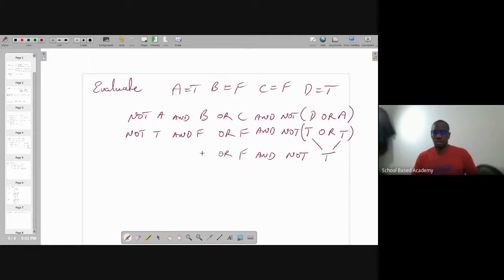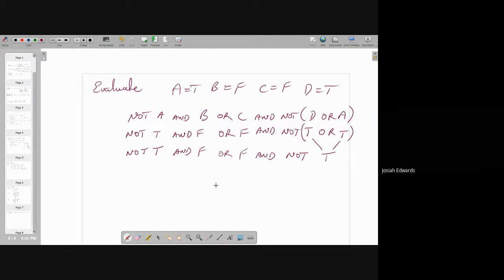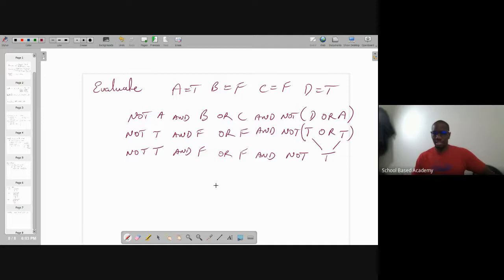False, false, not true. And then what is the next thing that we have to evaluate? We have to evaluate the nots. We could do the nots at the same time. So we could say not T. So not T will give us false and false, or false and false.